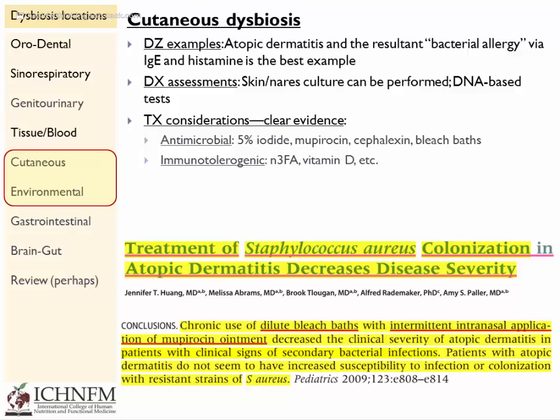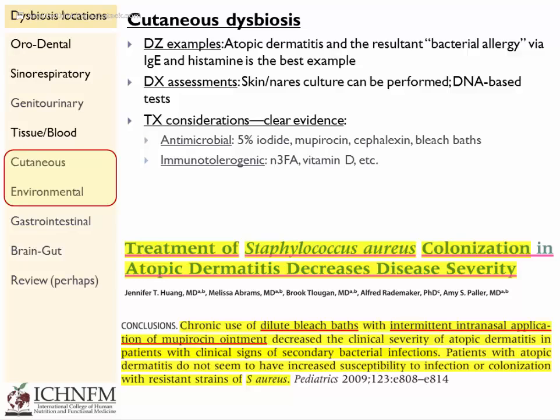Conclusions that you can see, which I've highlighted here: chronic use, or repeated use, they should say, repeated use of dilute bleach baths with intermittent intranasal applications of mupirocin ointment decrease the clinical severity of atopic dermatitis in patients with clinical signs of secondary bacterial infections. Those secondary bacterial infections are not necessary for implementation of this treatment. Patients with atopic dermatitis do not seem to have increased susceptibility to infection or colonization with resistant strains of Staphylococcus aureus.